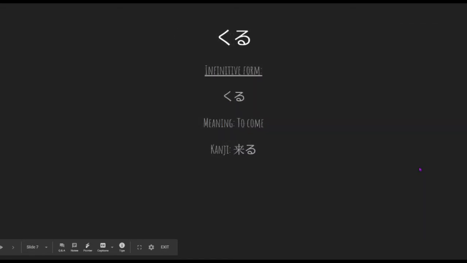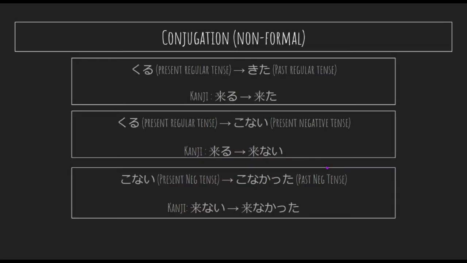Next, we have the second irregular verb, kuru. Kuru means to come, and also has a kanji form, unlike suru. Obviously, when you have kanji, you pronounce it the exact same way, it just looks different. So let's first look at the conjugations of kuru, starting with the non-formal. Conjugating into the past regular tense, kuru becomes kita. You can see a pattern here: ku turns into ki, and you just add ta, making it past tense. It's very similar to how suru was conjugated.